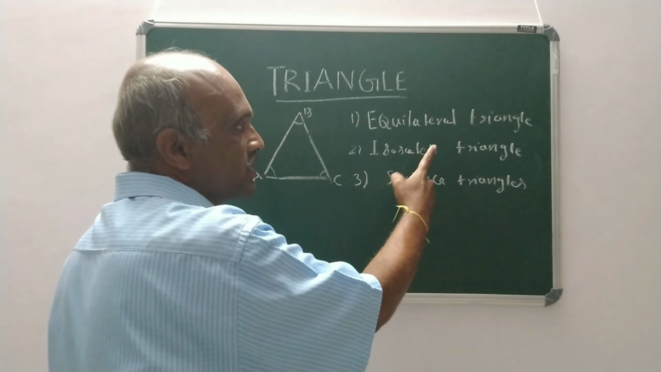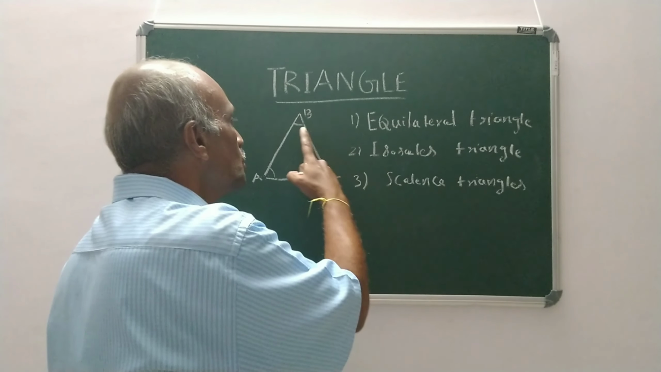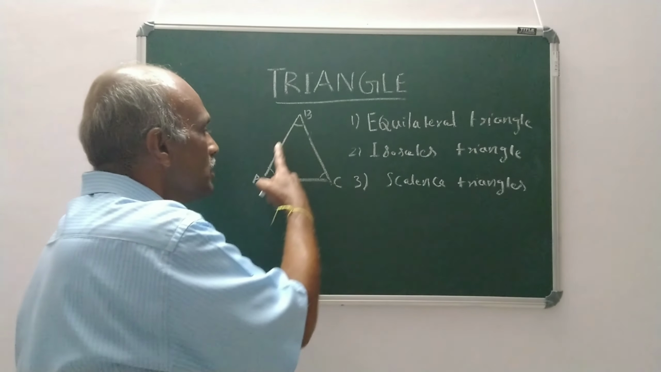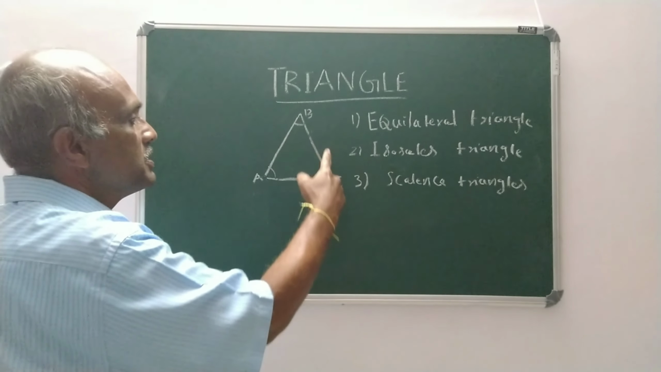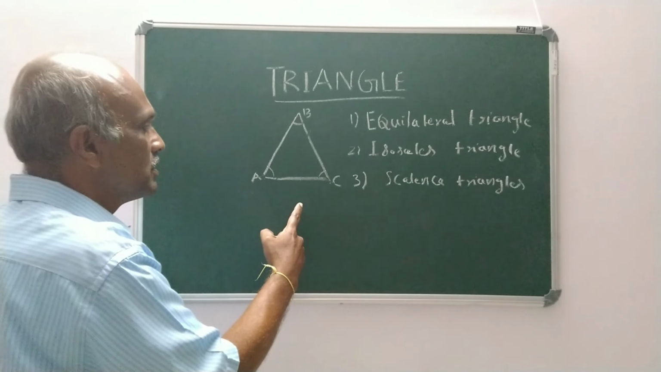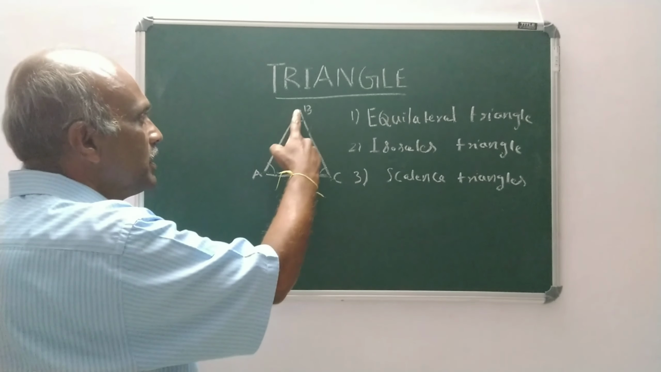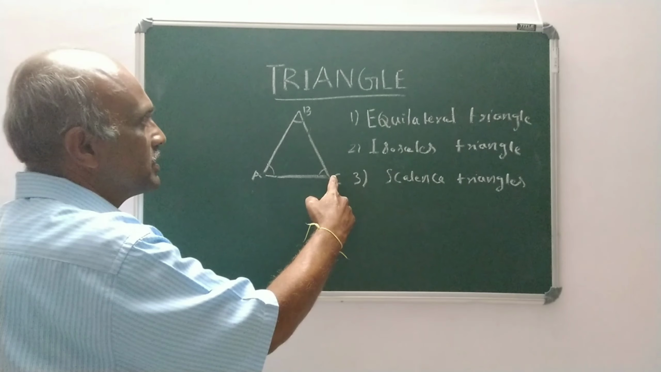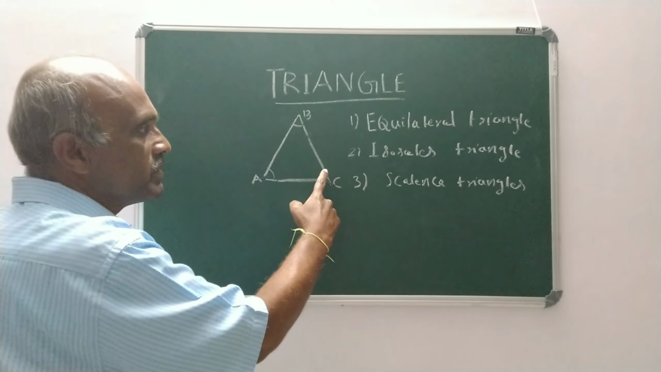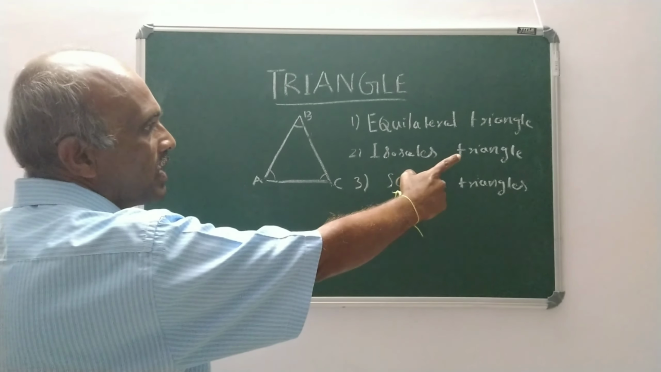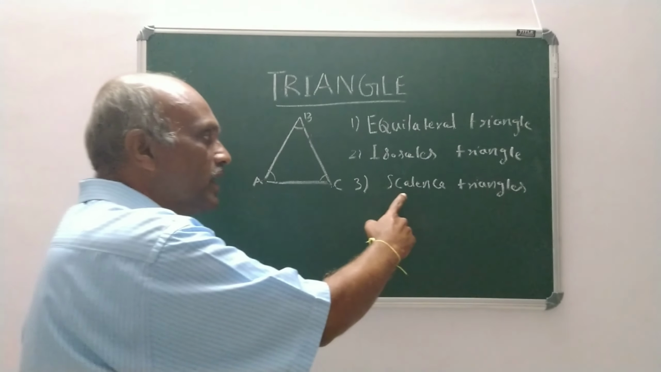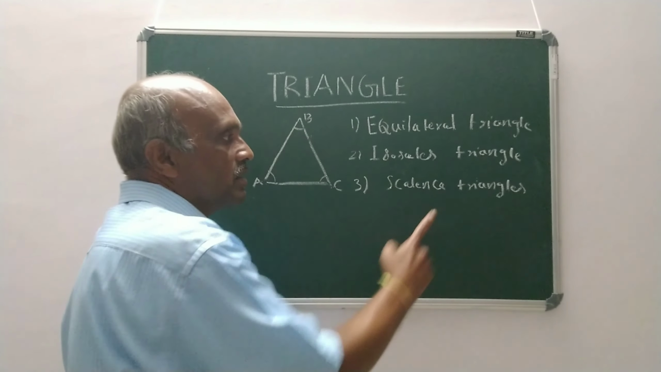An isosceles triangle is one in which two sides of the triangle are equal. For example, in this figure, ABC is a triangle in which AB is equal to BC. That means if any two sides of a triangle are equal, then we say that the given triangle is an isosceles triangle. Next we will move on to the third type of triangle, that is known as the scalene triangle.